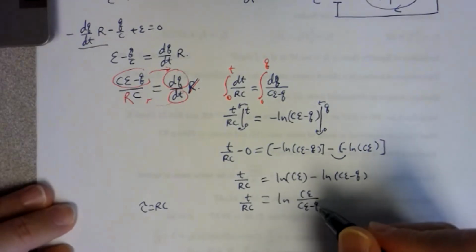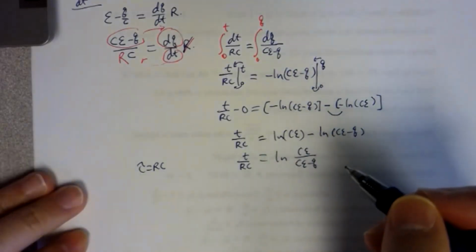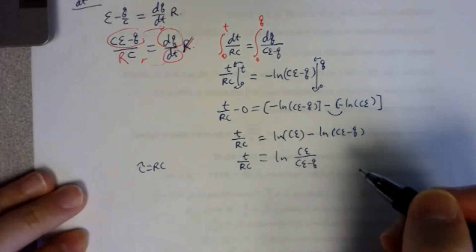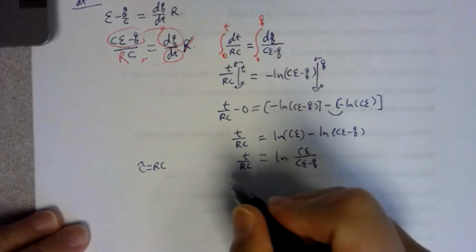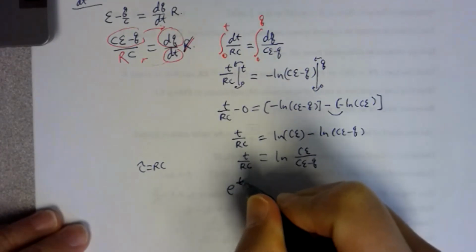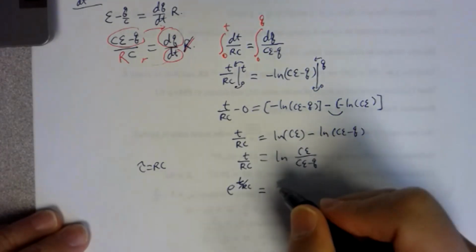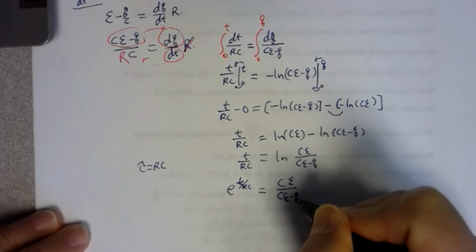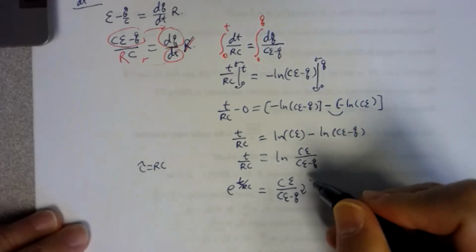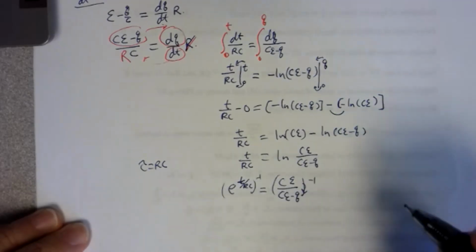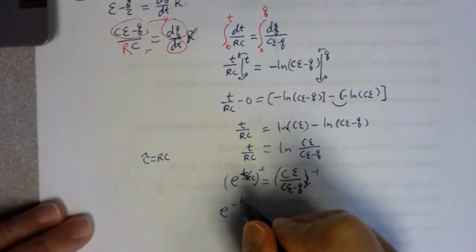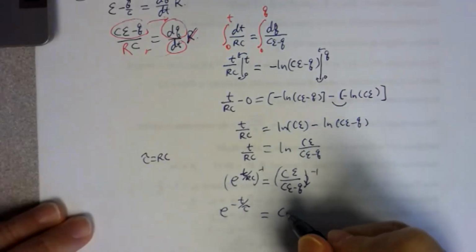Now we are looking for Q as a function of time T, right? So we will then do exponential to both sides of the equation. So exponential e to the T over RC, or tau if you want, equals C epsilon over C epsilon minus Q. Now this guy is in the denominator, you can flip it, so you do inverse of both sides. Inverse of that becomes e to the minus T over tau, which is RC, equal to C epsilon minus Q over C epsilon.